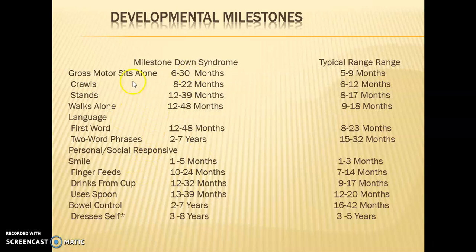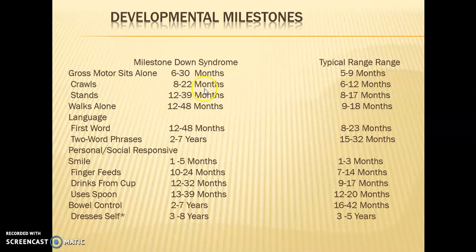Here is a comparison of developmental milestones. On one side, we have the activities on the left, then the milestone of a Down syndrome child for the same activity, and we are comparing that with the typically developing child. How many months or years do they require to achieve this activity? So here, gross motor activity, sitting alone: 6 to 30 months for a Down syndrome child. Normally developing, 5 to 9 months.